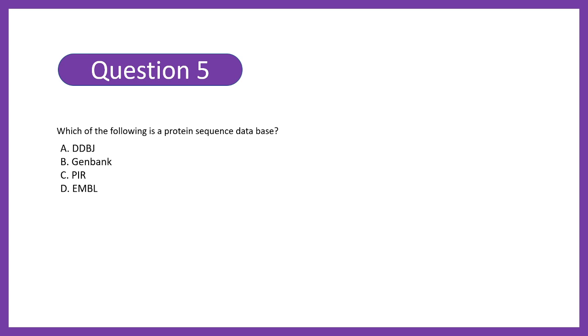Okay, then question number 5 is, which of the following is a protein sequence database? This is again another very common type of question. They can ask you which of the following is a DNA information database or protein information database. So you just have to know which of these databases contain information about proteins or DNA. DDBJ or GenBank, both are important information databases for DNA sequences, whereas PIR is a database which holds information about protein.